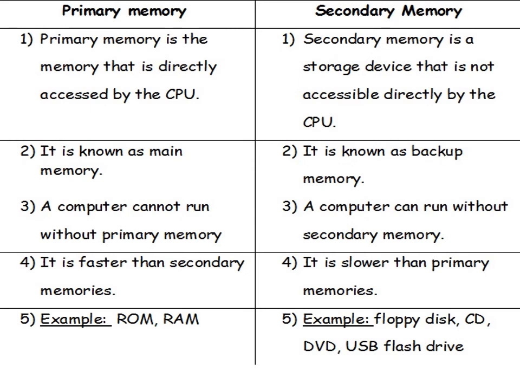The difference between primary and secondary memory: primary memory is known as main memory and secondary memory is known as backup memory. Primary memory is faster than secondary memory, and the examples of primary memory are ROM and RAM. Secondary memory examples: floppy disk, CD, DVD, USB flash drive.